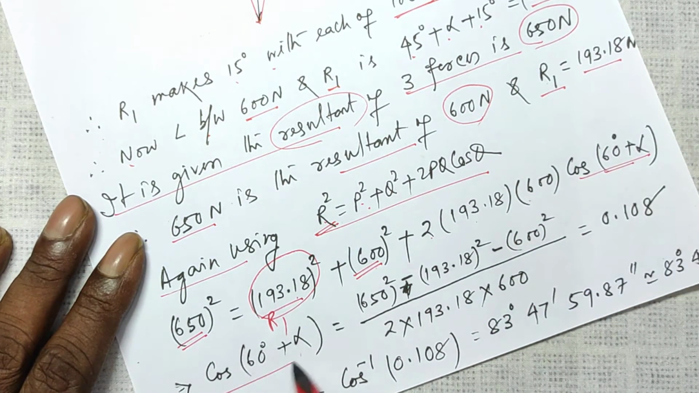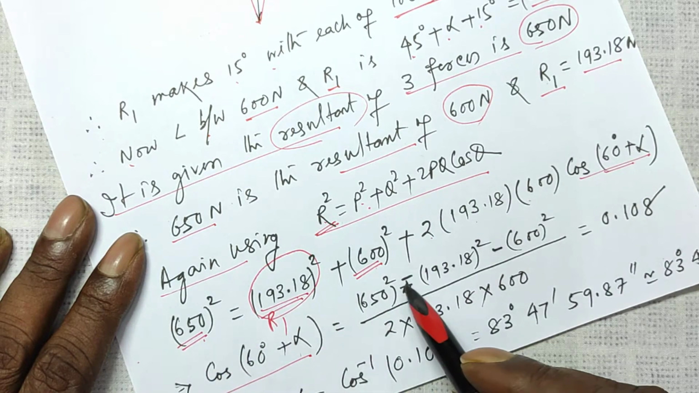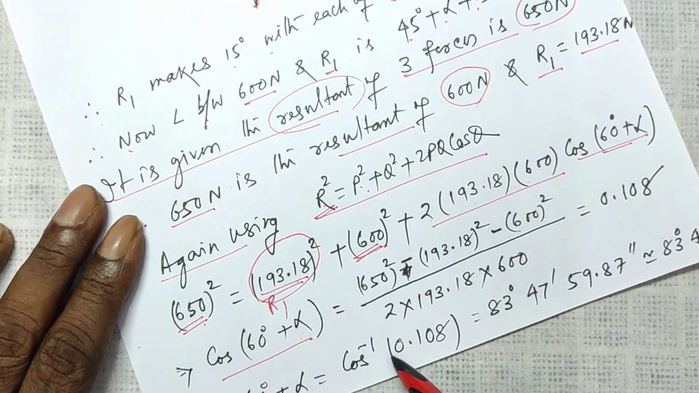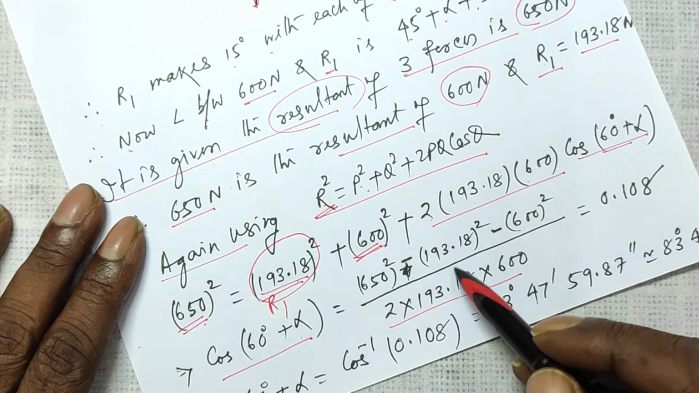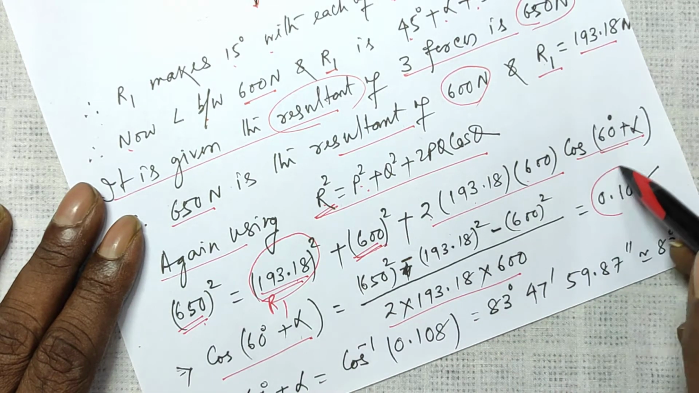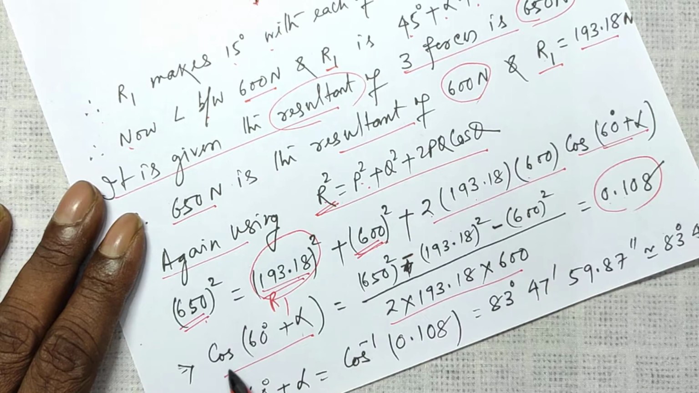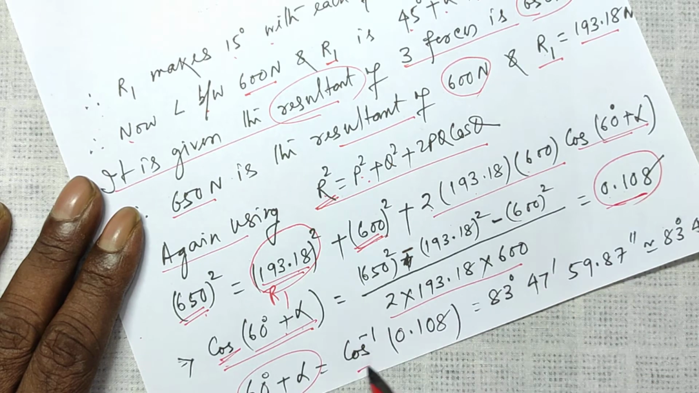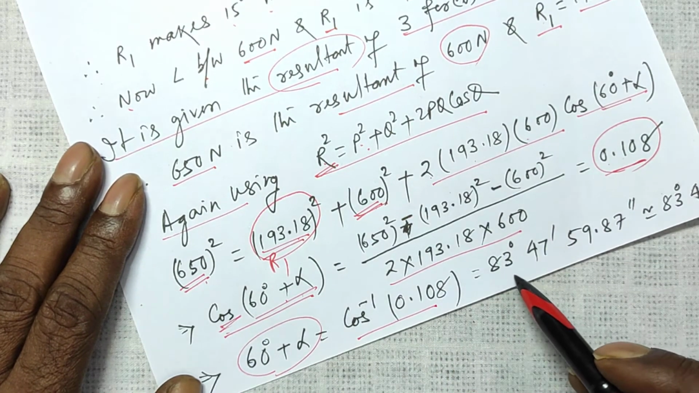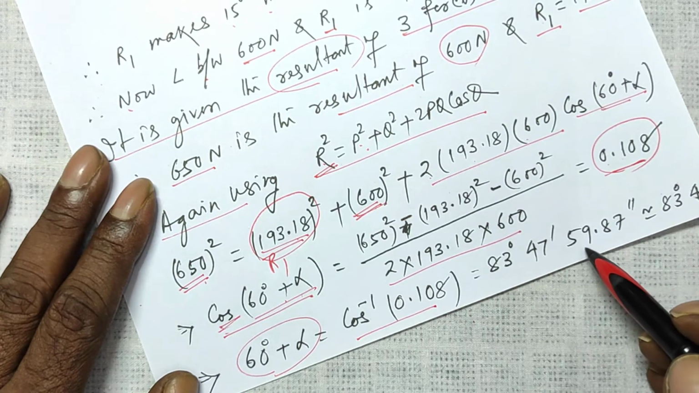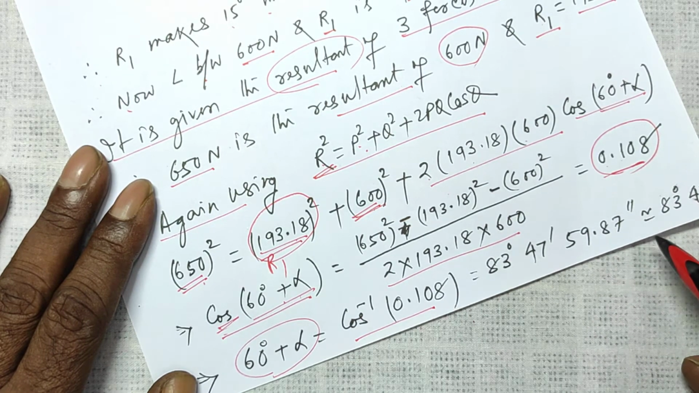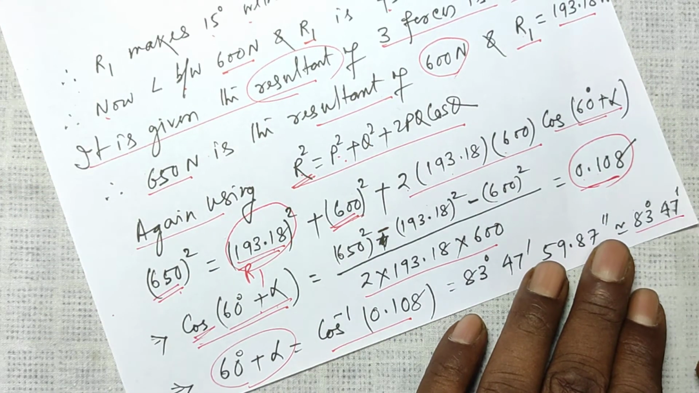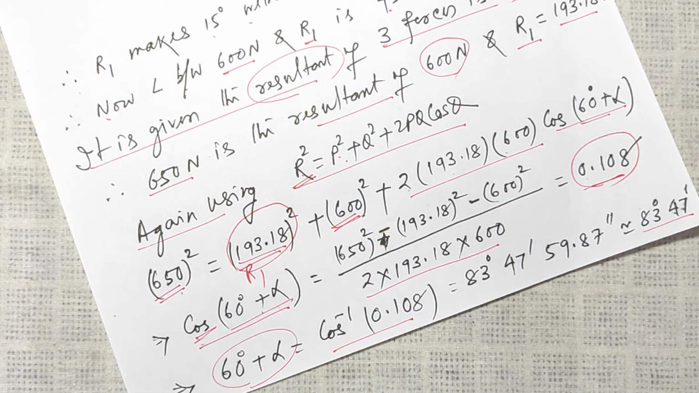So cos 60 plus alpha, keep it on the left side. I bring this to the left side, this is subtracted. I bring this to the left side, it is also subtracted. This was multiplied, so when this comes to the left hand side, it is divided. So on simplification with a scientific calculator this gives you 0.108. So cos 60 plus alpha is this much. So 60 plus alpha will be cos inverse of this. If you put it in a calculator, this comes out to be 83 degrees, 47 minutes, 59.87 seconds of arc. That is nearly 83 degrees, 47 minutes.